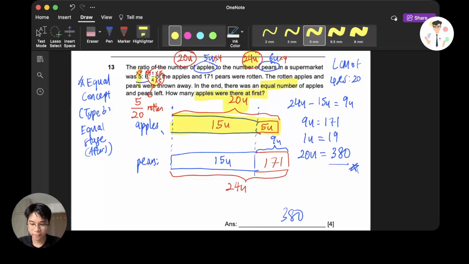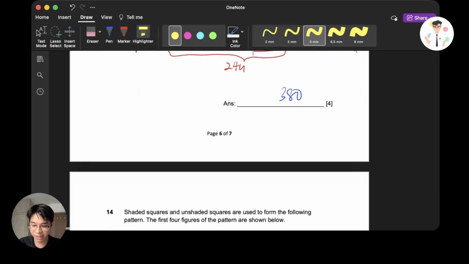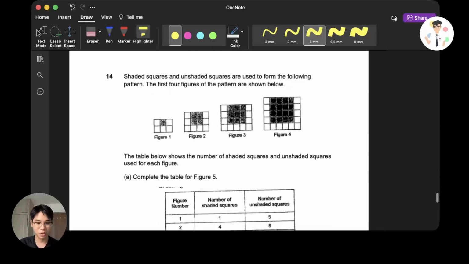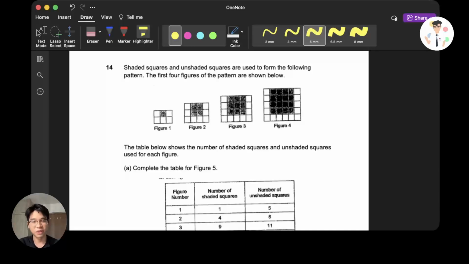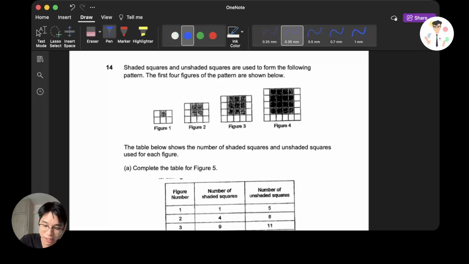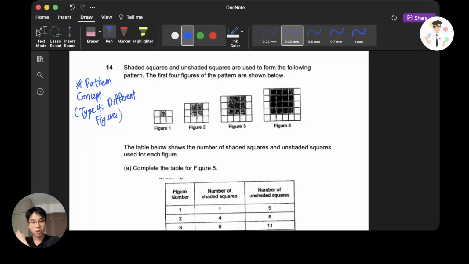Okay, now we are finally at almost the last question already. Now, obviously when you see this question, you should know immediately this is what? Pattern concept. And this is type number 4. This is different figures. Now, let's look at this question together.